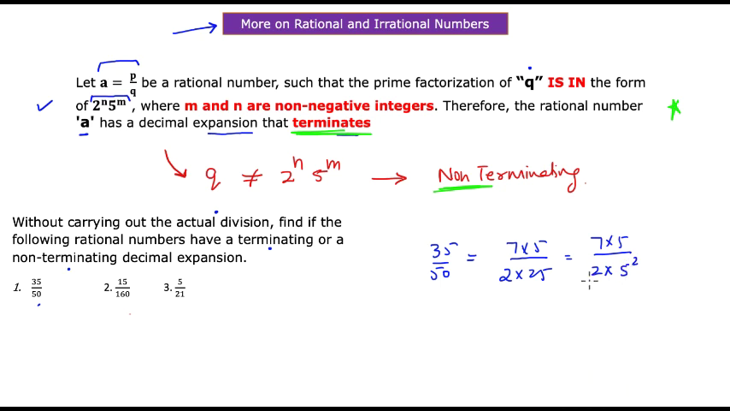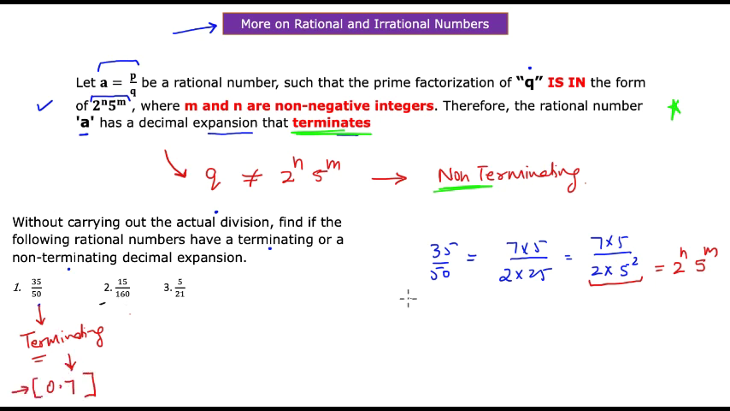And you can say with ease that this denominator here can be equated to 2 to the power n, 5 to the power m, right? So n and m are non-negative integers, correct? Hence, we will say that this is a decimal number that has a terminating decimal expansion. And when you actually carry out the division, you will find that 35 over 50 is 0.7. So this proves what we have found.